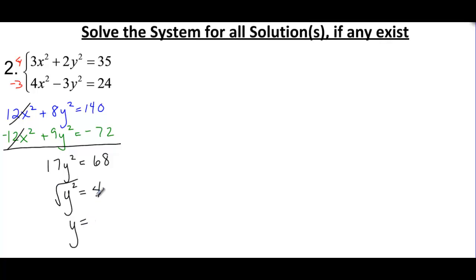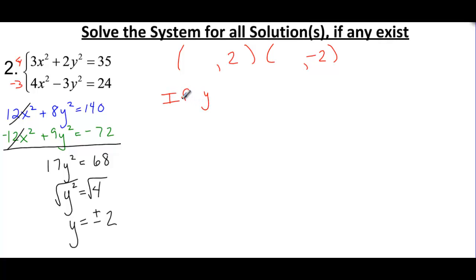Now this is where most students make a mistake. If I take the square root of both sides, I should get a plus or minus 2. So what that tells me is that in my final answer, y is going to be a positive 2 or y is going to be a negative 2. But now I need to find the x. So how am I going to do that?